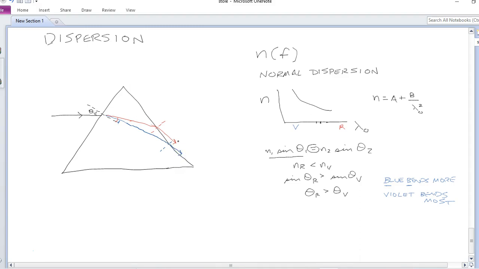And what you have then exiting is this rainbow exiting. And those are not parallel. The red and the violet are not parallel. That rainbow is going to be diverging, so it's going to be spreading out. Okay, so that's the classic refraction occurring in a prism. And I want you to remember blue bends more.